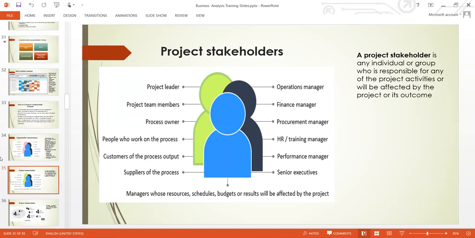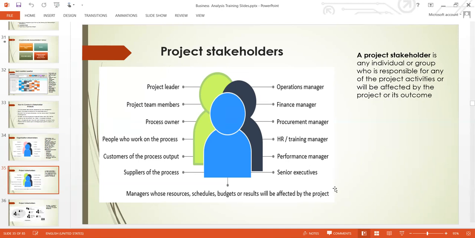A project stakeholder is any individual or group who is responsible for any of the project activities or will be affected by the project or its outcome. And the stakeholders here are the project leader, which is the project manager, the project team members, process owners, people who work on the processes, customers of the process output, suppliers of the process, operations manager, finance manager, procurement manager, HR through training manager, performance manager, senior executive, managers whose resources, schedule, budget, or result will be affected by the project. These are the stakeholders of your project.